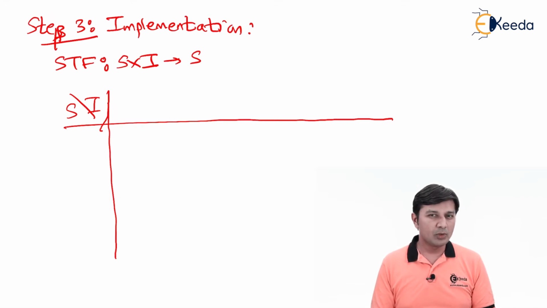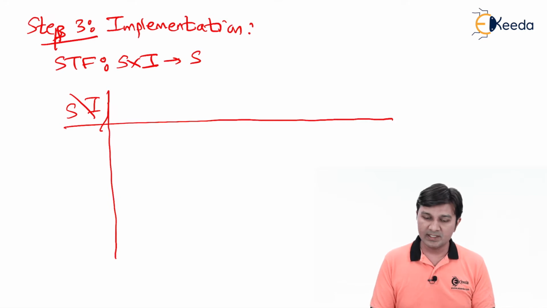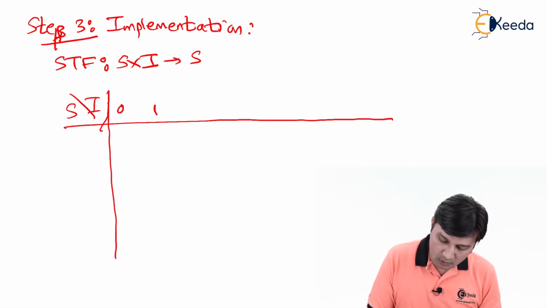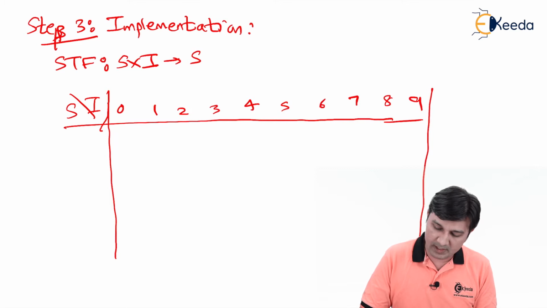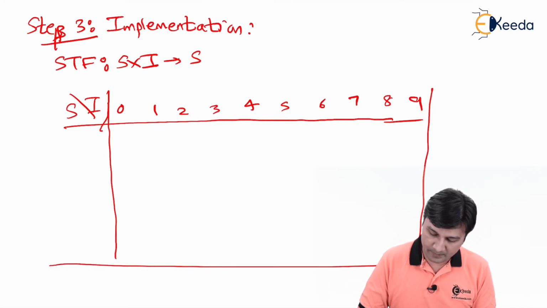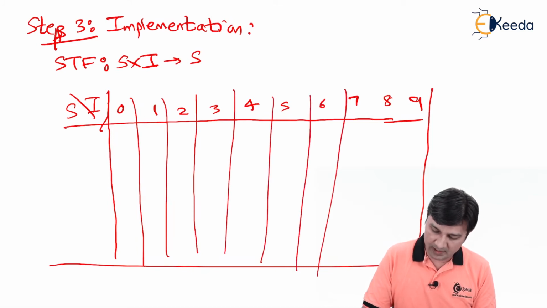When I talk of the inputs, we all know the inputs which are going to be possible from this are going to be 0, 1 to 9. So let us write it over here. I have 0, 1, 2, 3, 4, 5, 6, 7, 8 and 9. Let us complete this table first. So I have a state for 0, 1, 2, 3, 4, 5, 6, 7, 8, 9.